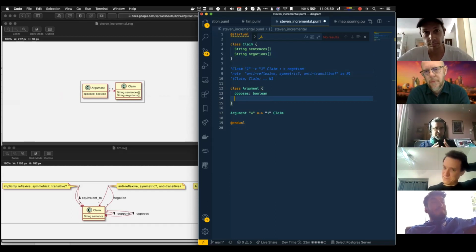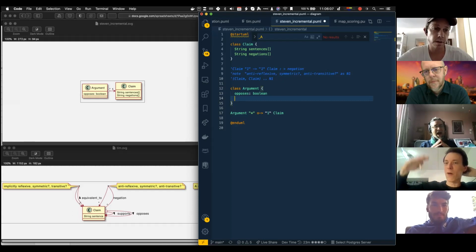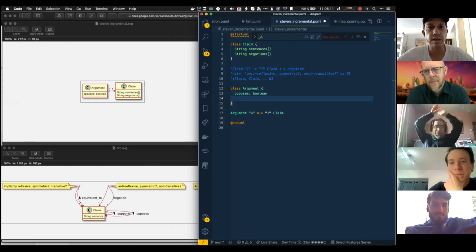If you support the normal form, you always oppose the other form. That whole thing is the argument. I don't think you need a note. I mean, you need it on the relationship from argument to its claim.